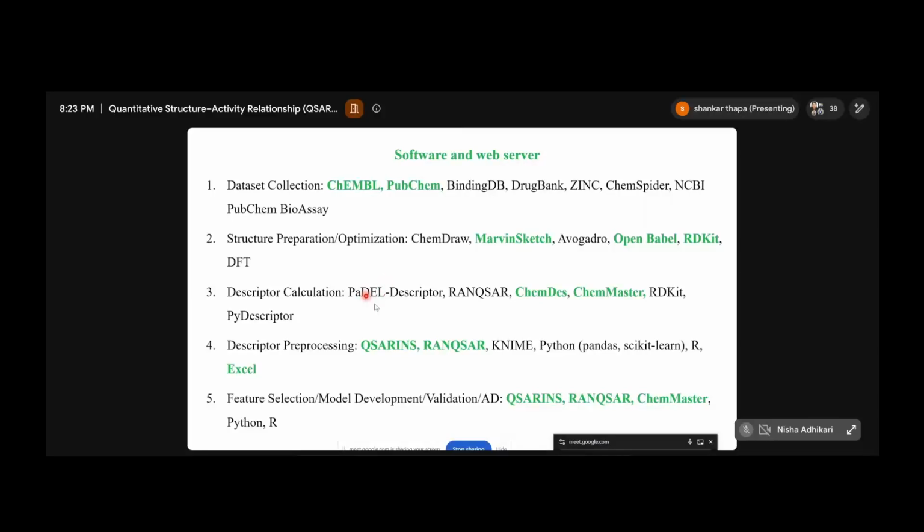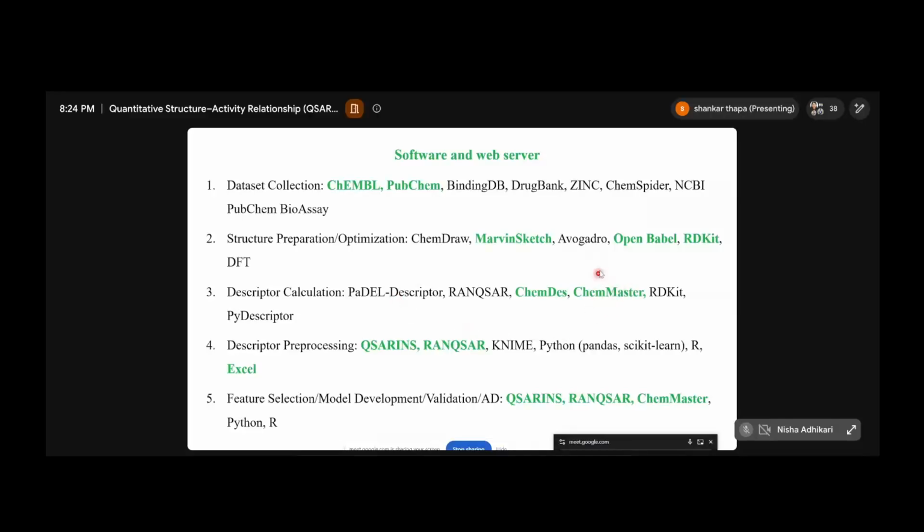Okay, I'm searching online but not finding it. As a software version it's not available, but these descriptors are available under the ChemDes server, so we can use ChemDes. RNA QSAR itself calculates the descriptors, and ChemDes is another web server, so we are going to use this one tomorrow. From here we will calculate the descriptors, PaDEL descriptors also.